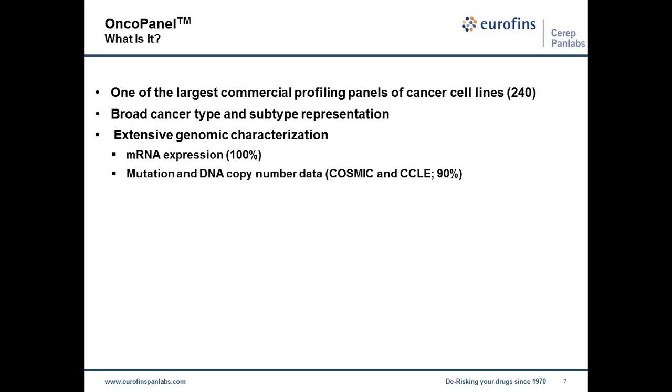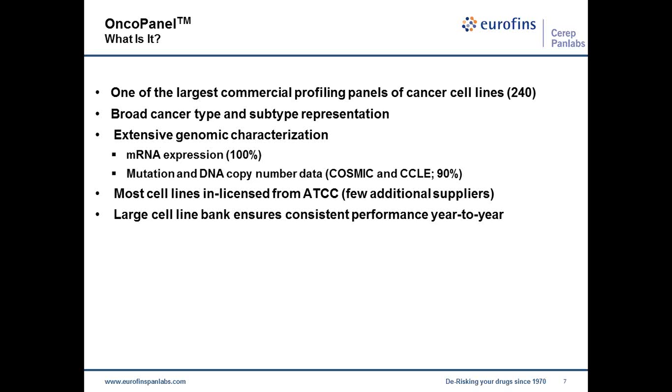And we have mutation and DNA copy number data that comes chiefly from two public repositories. One is the COSMIC database from the Sanger Institute, and the other is the Cancer Cell Line Encyclopedia from the Broad Institute. Most cell lines are in license from ATCC. We do obtain a few lines from other banks like DSMZ, Riken, et cetera. We have a large cell line bank that ensures consistent performance year to year, so a client can expect data generated in 2009 to be similar to data generated today.